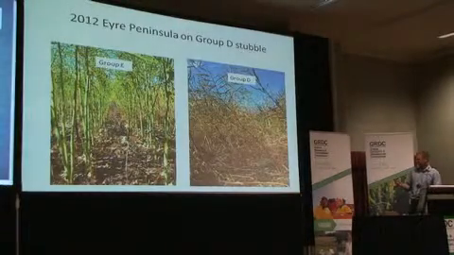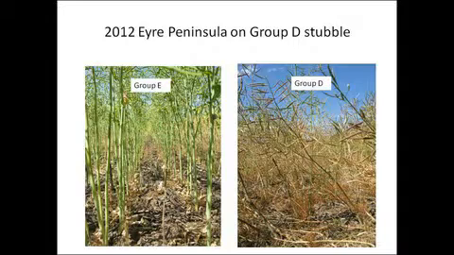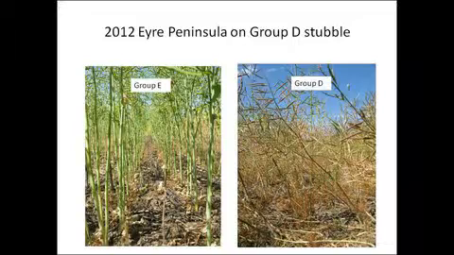And when we went back to our monitoring trials last year to see what actually happened, this is what we saw. So here's our Group D, Whole of 50, which, if you remember, was immune to the disease. It was R-rated, and this is what it looked like last year.